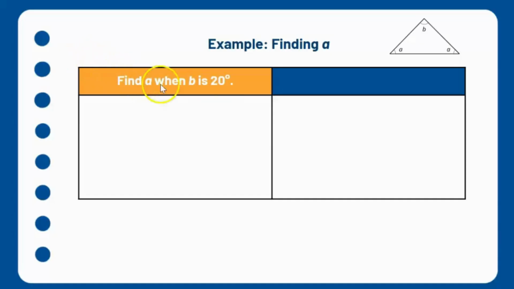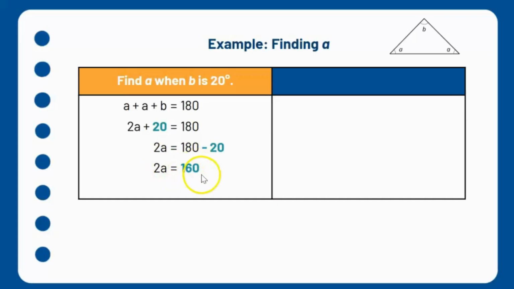Let's use the angle relationship from the previous slide to find different angle measurements in the isosceles triangle. First, we're going to find A when B equals 20. Remember that A plus A plus B equals 180, because all the angles in a triangle sum to 180 degrees. We can substitute 20 in for B, which means our equation now is 2A plus 20 equals 180. Remember that we're trying to solve for A, so we're going to subtract 20 from both sides. This leaves us with 2A equals 160. Lastly, we need to divide both sides by 2, which gives us A equals 80.